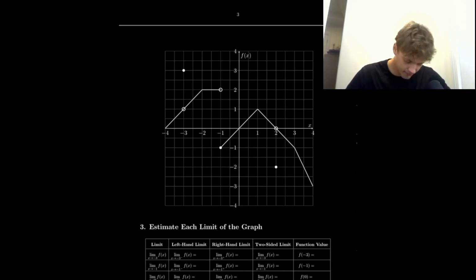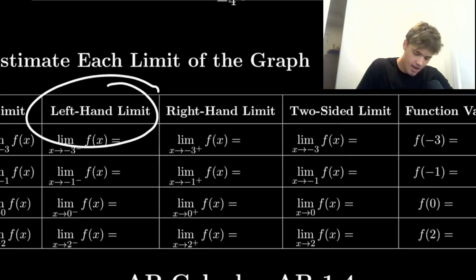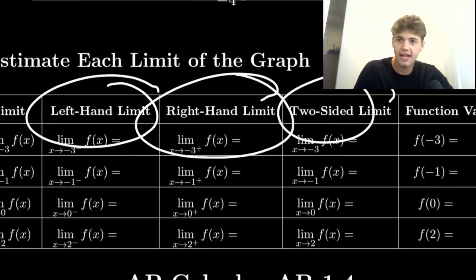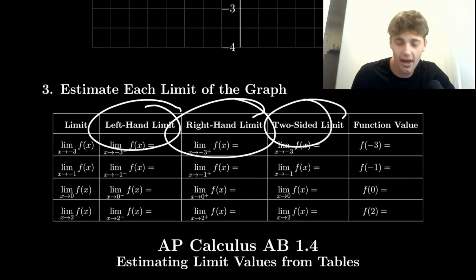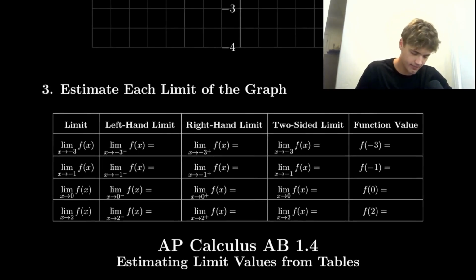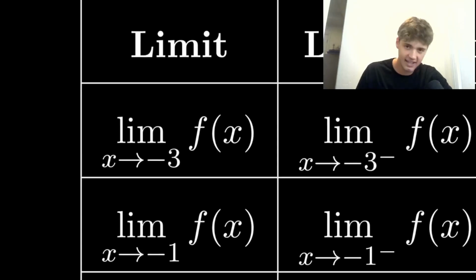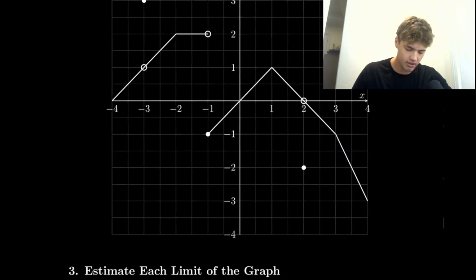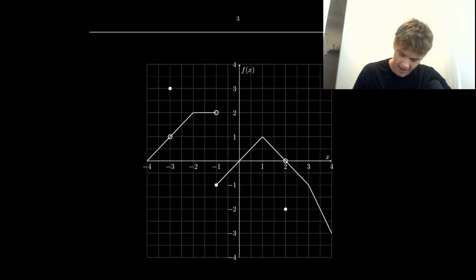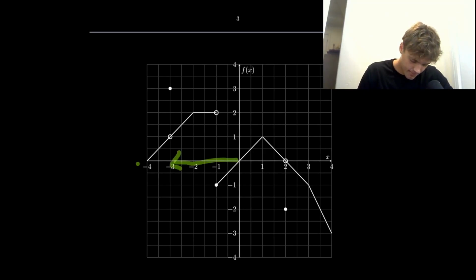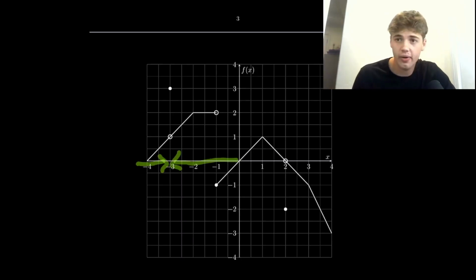And we're going to try and fill in the left-handed limit, the right-handed limit, the two-sided limit, and then the function value. So let's go ahead and start with the first one. The first one is the limit as x approaches -3 of our function. So let's take a look at our function. And we want to look at it as we get closer and closer to -3. So as we get closer to -3, where's our value going?